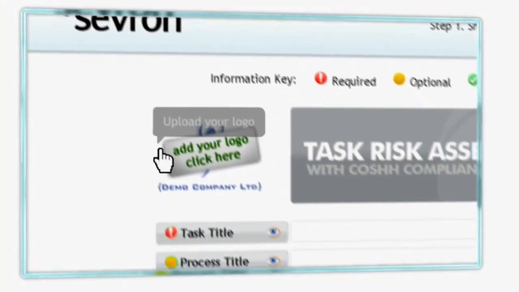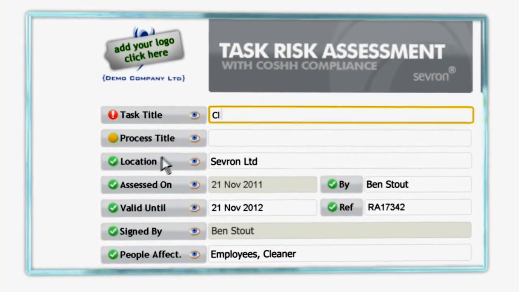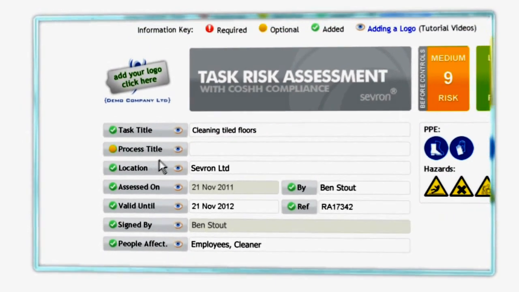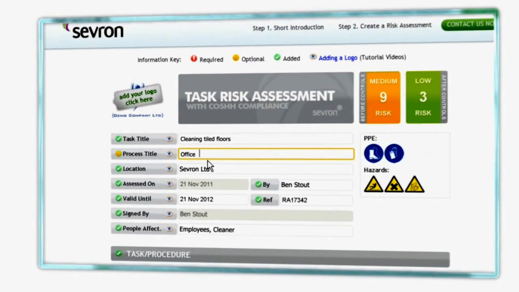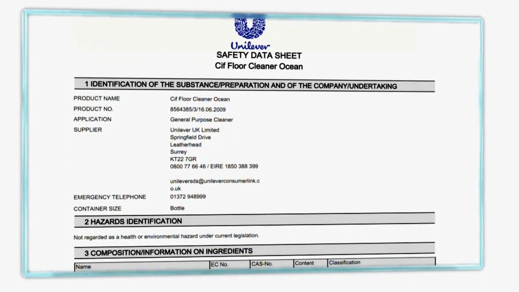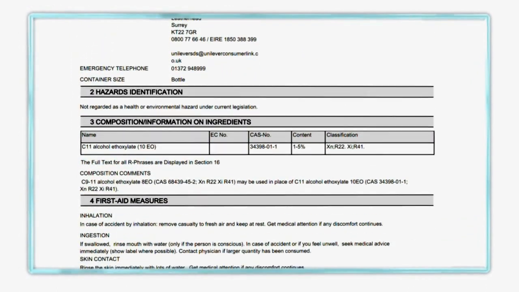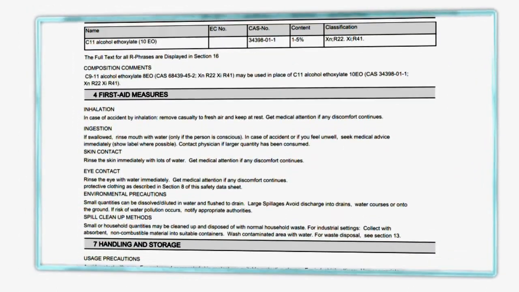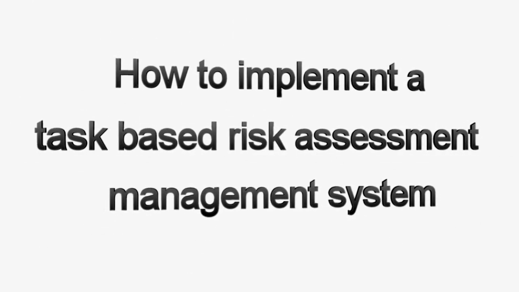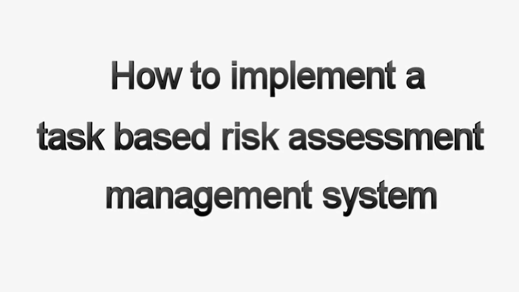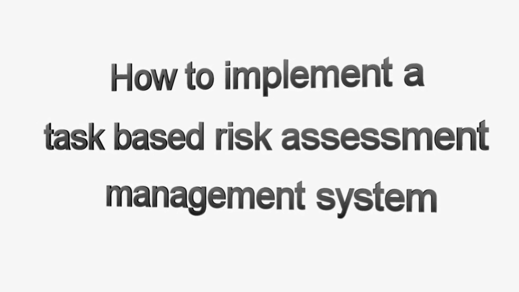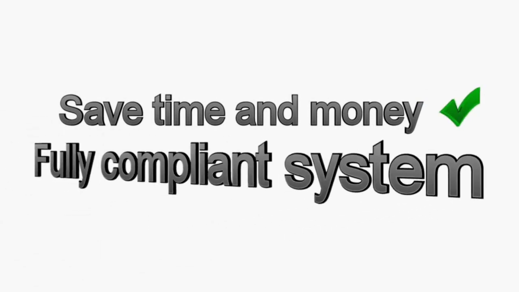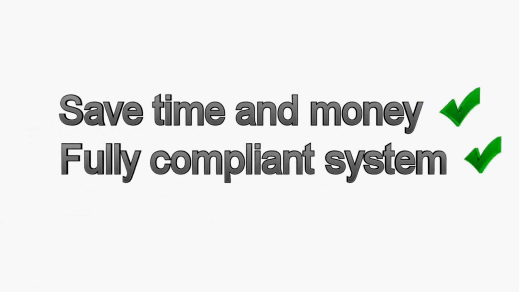As an employer, it is your legal duty to provide risk assessments to protect your employees, to make available an up-to-date library of safety data sheets for your hazardous substances, and to keep and maintain training records. We'll now show you how to implement a task-based risk assessment management system produced in consultation with the Health and Safety Executive, allowing you to save time and money whilst having the confidence that your systems are fully compliant.